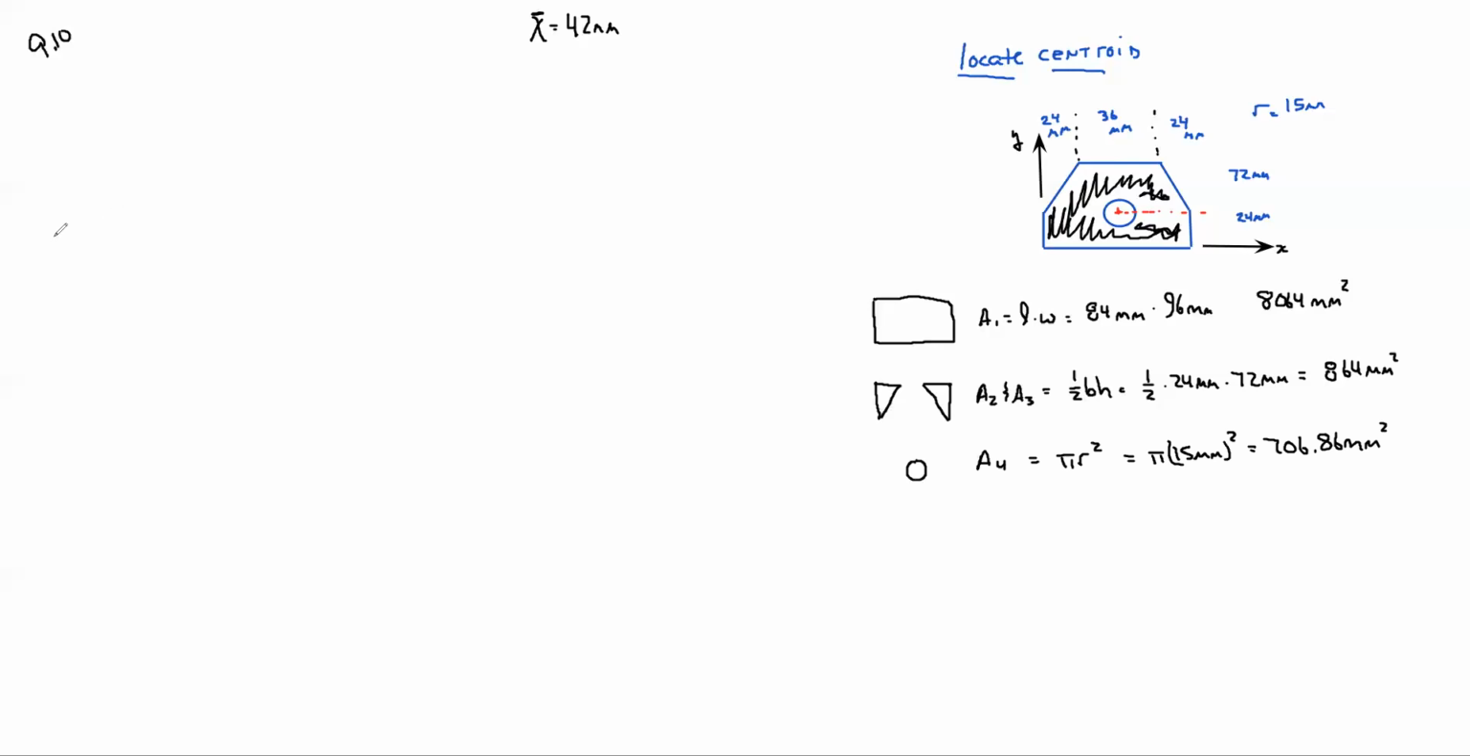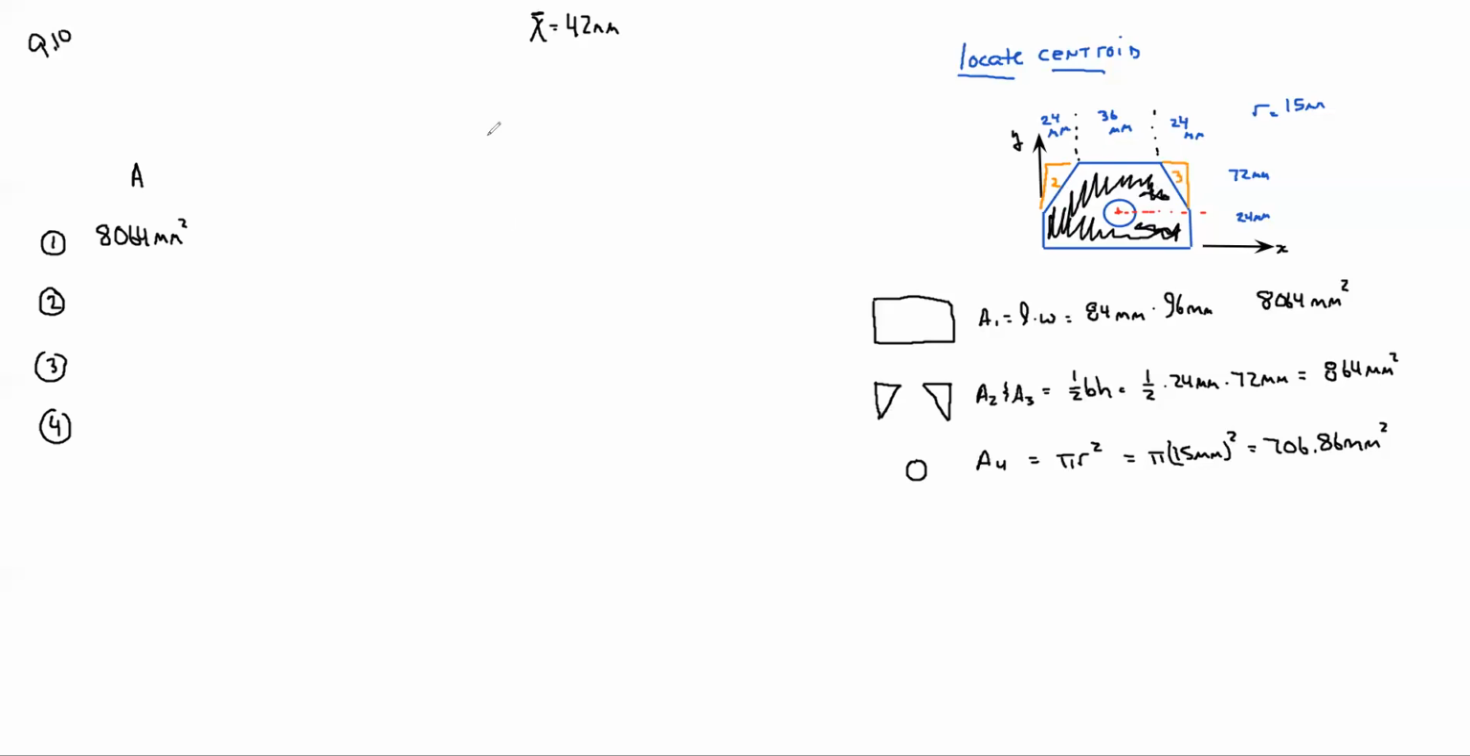So the table. I've got shape 1, shape 2, shape 3, shape 4. The first column is area. Area for shape 1 is 8064 square millimeters. Let me kind of draw it up here. I probably should have done that earlier. So this is my area 2 right here, a perfectly shaped triangle. My area 3 is this triangle over here.